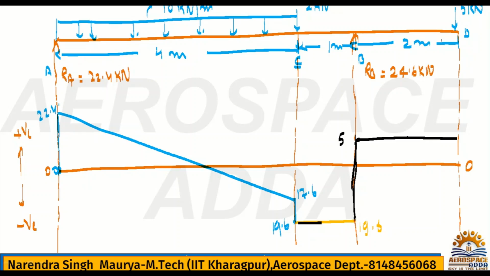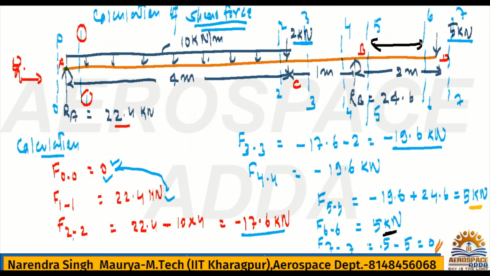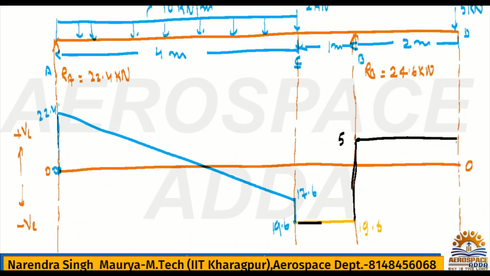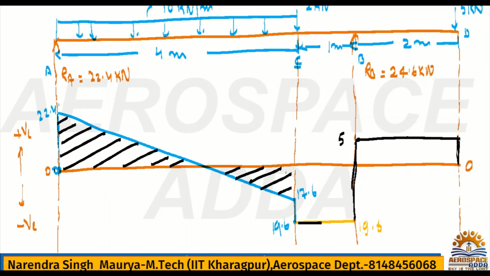Just after D, what is just after D? Just after D means 7-7, it should be 0. So again we have to reach the 0 point. We started from 0 and again we reach 0. So this is the SFD. Now if you want to show it clearly, then you can draw the hash line like this. Okay, this is the hash line, so it will be more clear now.